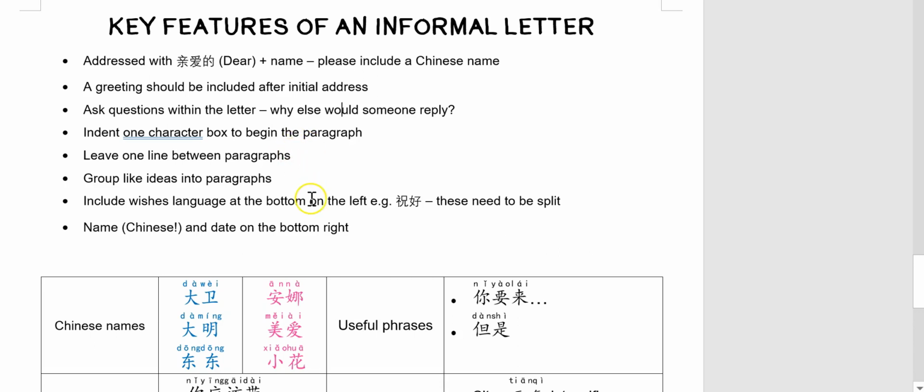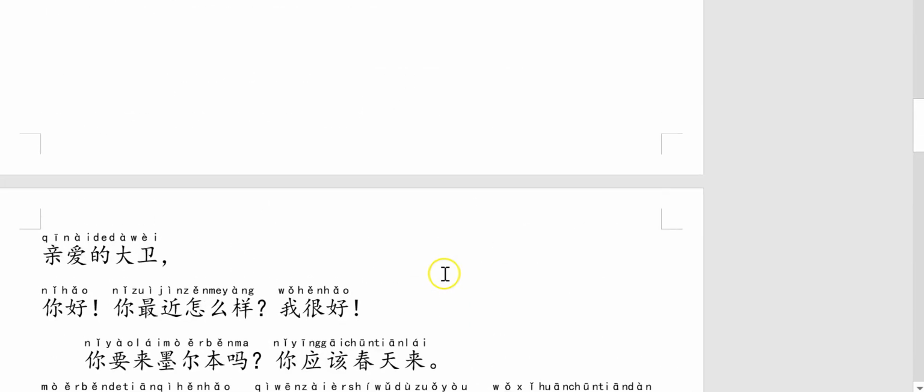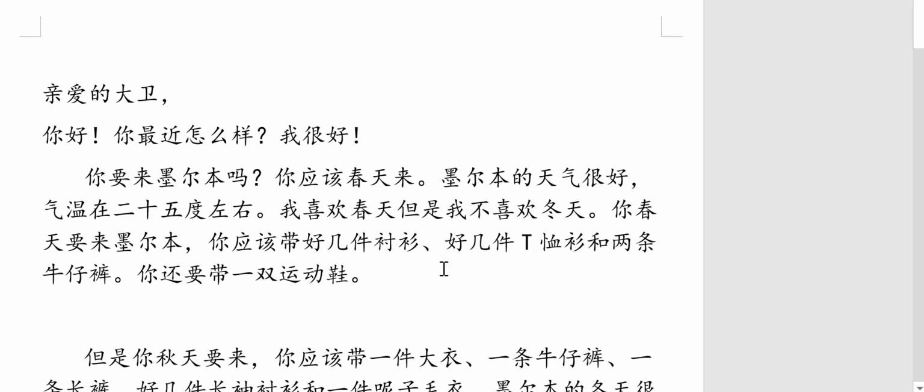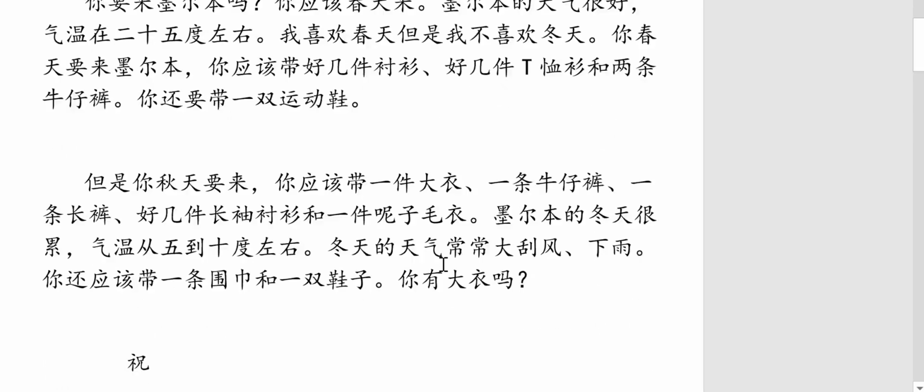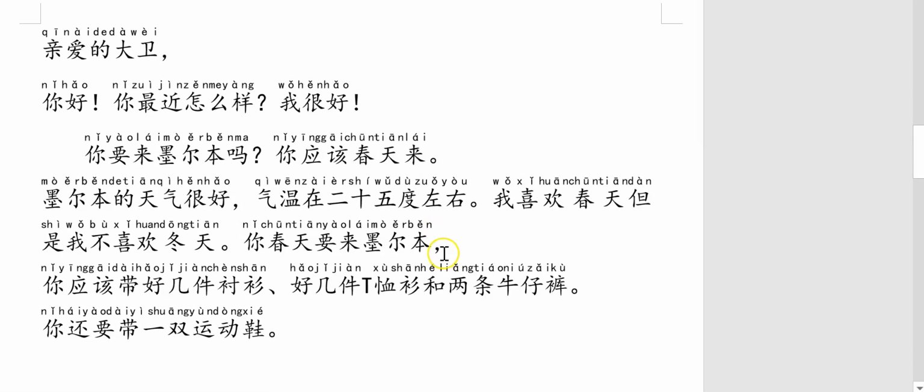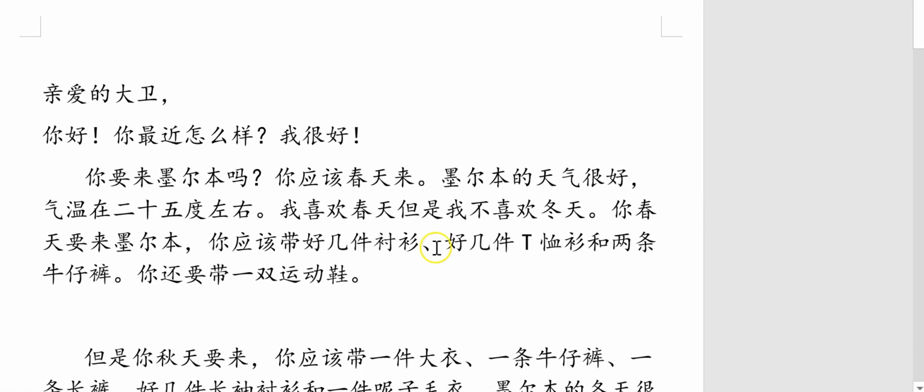At the end, you need to include wishes language, which in English is like yours sincerely. 祝好 is the simplest one, and we're going to learn that one today. And I'll show you how you split them up. At the bottom, you should include your name, or a name, a Chinese name, and the date on the bottom right. So let's have a look at an example. I'm going to show you all those features here in this letter, and then I'm going to go through a pinyin version of the letter so you can see what it actually all means put together.